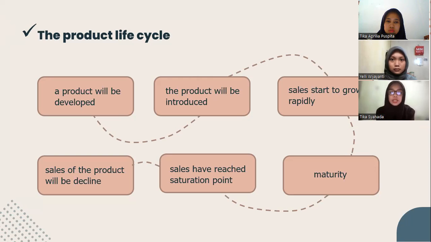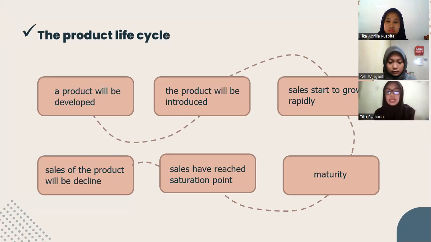And the next one is maturity. Sales now increase only slowly. Competition becomes intense and pricing strategies are now competitive or promotional pricing. A lot of advertising is used to maintain sales growth. Profits are at their highest in maturity.